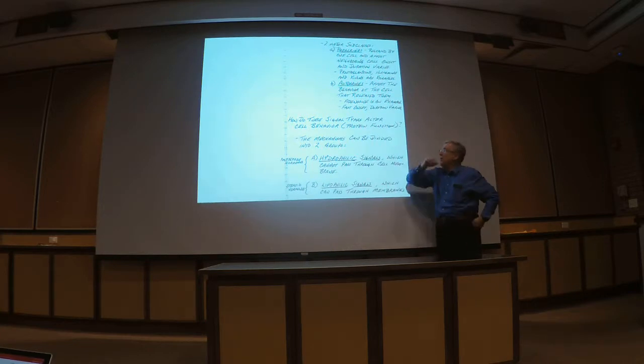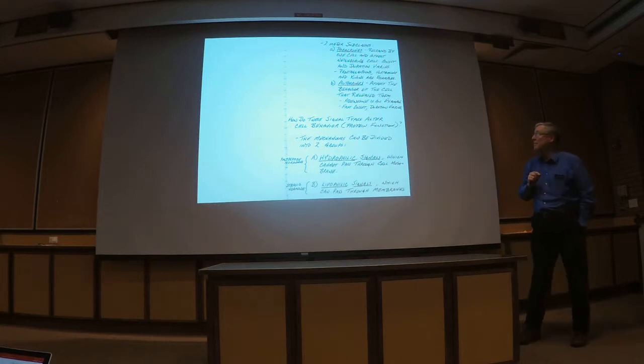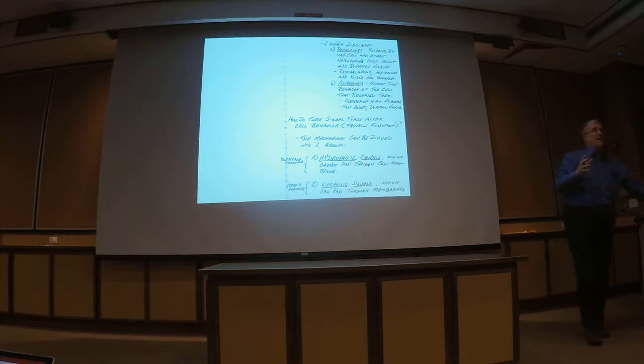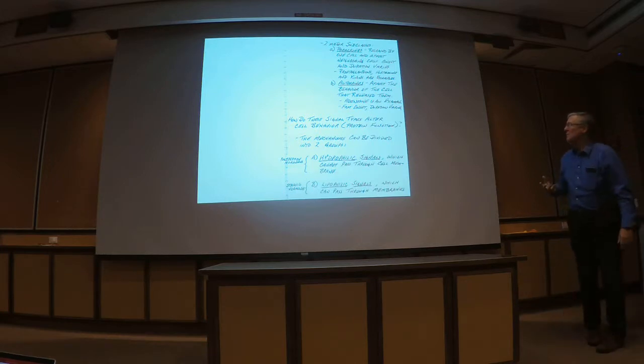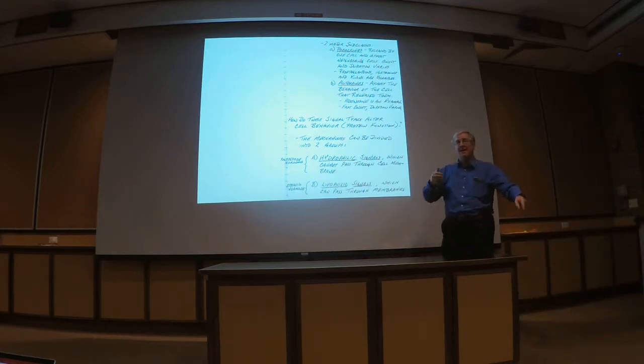Okay, next question then. How do those signal types alter cell behavior? Okay? We're altering cell behavior. We want the cell to behave differently than it did before. And what do we mean by cell behavior then? We need proteins to be acting differently than they did before. So we need to alter protein function. Need to alter either specific activity or total amount.